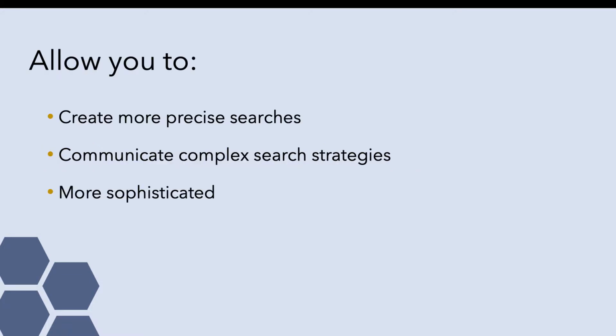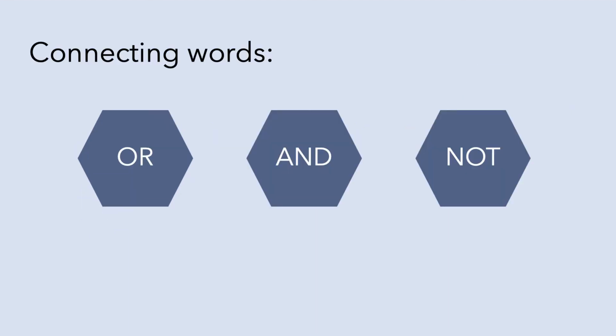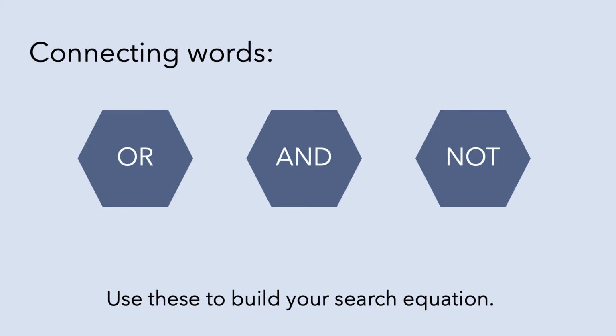Using Boolean operators allows you to create more precise searches and communicate complex search strategies in a more sophisticated way. Most importantly, it helps you find what you need faster, which is always nice. Boolean logic is made up of three connecting words: or, and, not. Use these to build your search equation.